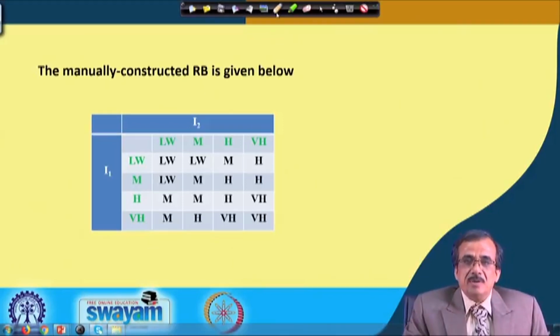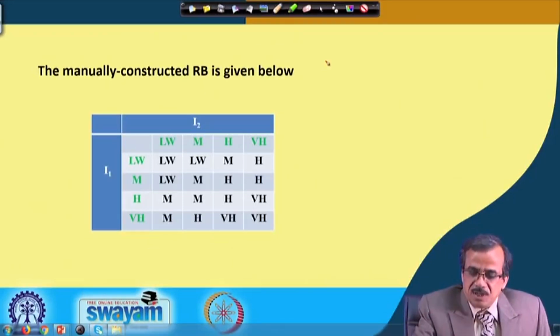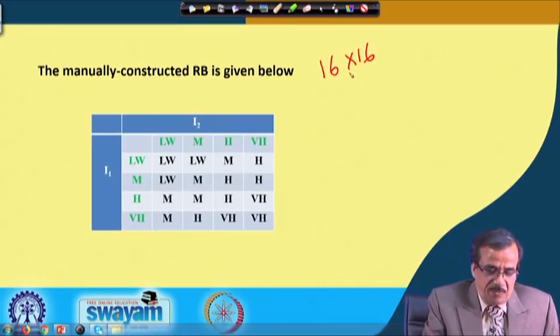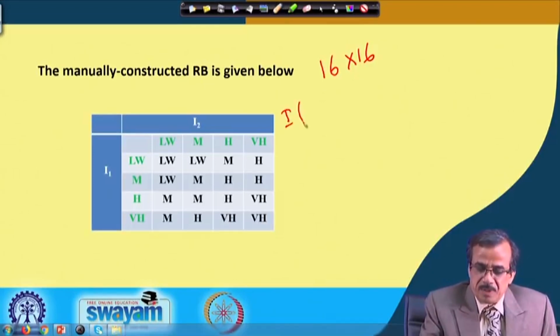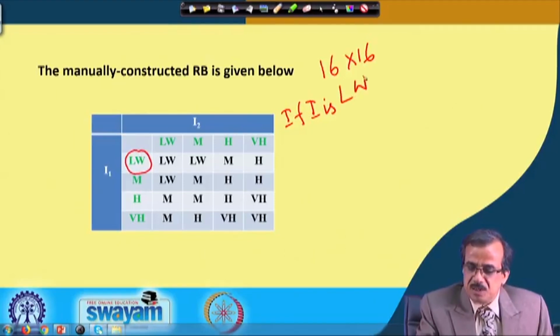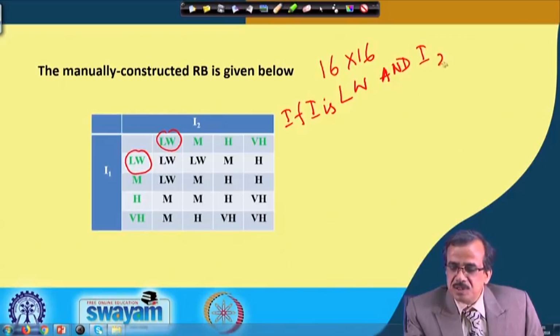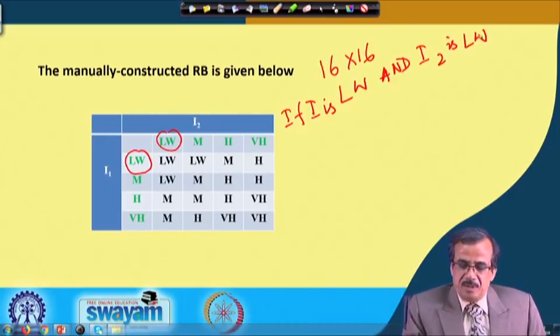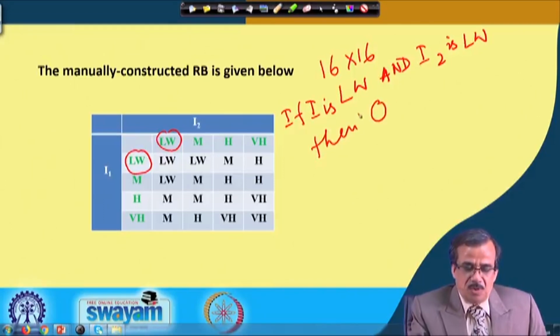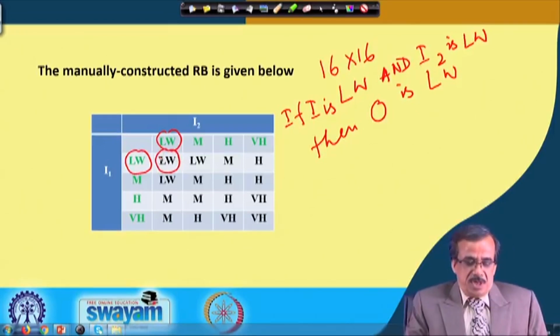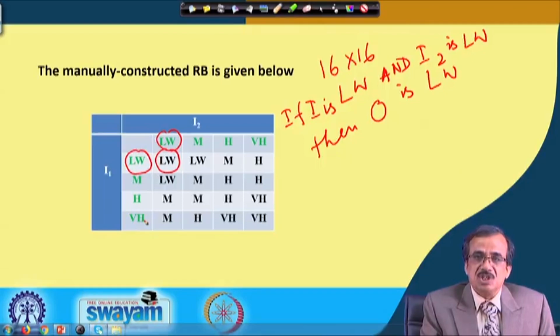Now, here we have got the 16 rules. Now, the 16 rules can be read as follows. For example, the first rule could be: if I 1 is low and I 2 is low, then your output O is also low. So, this is actually the first rule. Similarly, we can design all the 16 rules.